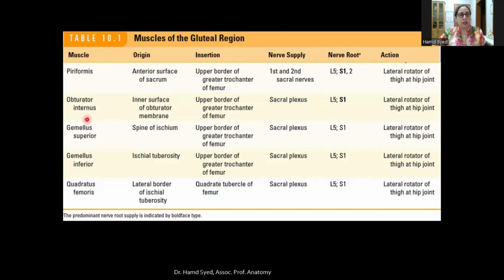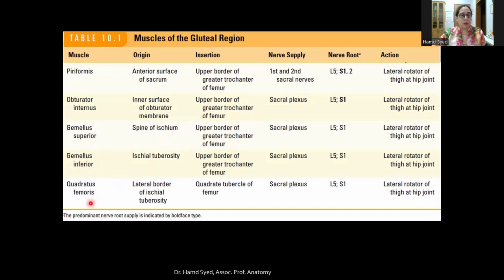The obturator internus is arising from the inner surface of the obturator membrane. This is a membrane which is covering the obturator foramen. It is also inserted into the greater trochanter of the femur. The gemellus superior arises from the ischial spine, gemellus inferior from the ischial tuberosity. Both these muscles will be inserted into the greater trochanter of the femur.